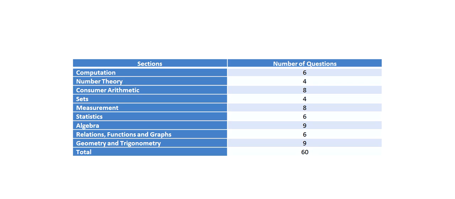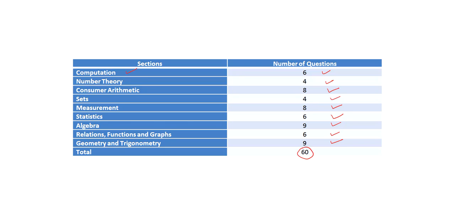Okay, so the multiple choice exam consists of 60 questions, right? And these questions span 10 major topic areas, which are computation, where we have 6 questions, 4 questions on number theory, 8 on consumer arithmetic, 4 questions on sets, 8 questions on measurement, 6 on statistics, 9 on algebra, 6 on relations, functions, and graphs, and 9 on geometry and trigonometry.